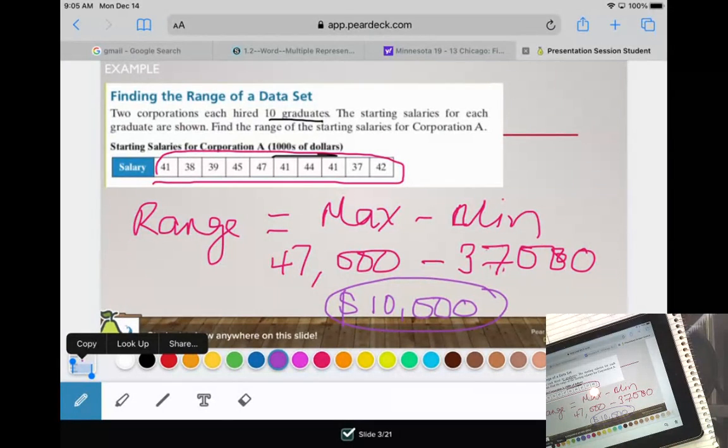So in this case, we're talking about the range they have from the lowest to the highest, and where you are compared to that. The range is pretty simple, highest minus the lowest. So the difference here is $10,000. Question for the range.